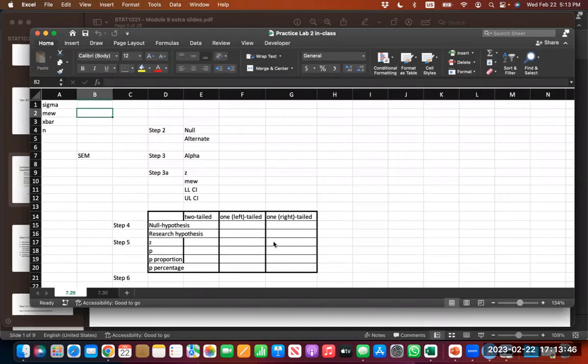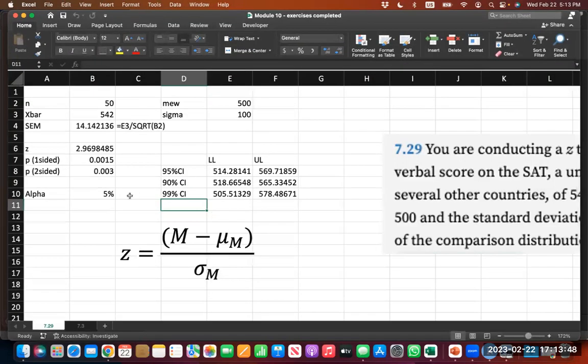When you look at the spreadsheet, you see this clearly represented here with these three confidence intervals. You see that for 95% you have 514 to 569. You have 90% with 518 to 565. So that's clearly narrower than the 505 to 578. That's wider, so you're more likely to capture the population mean.